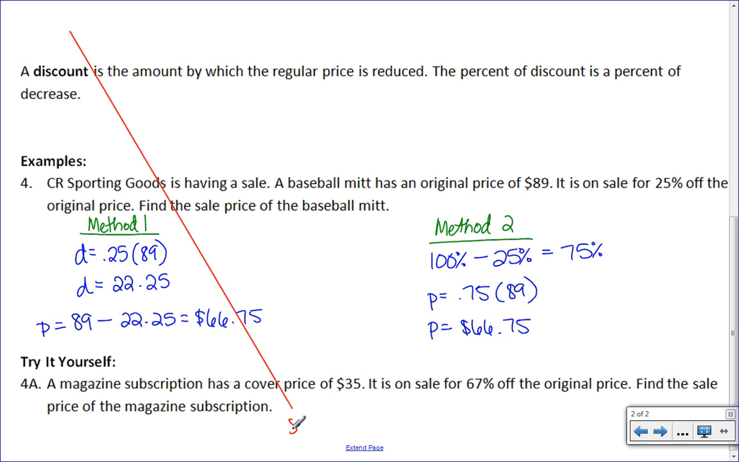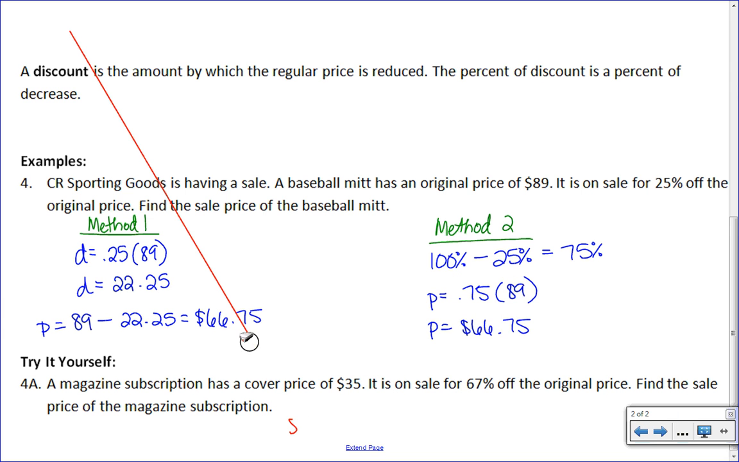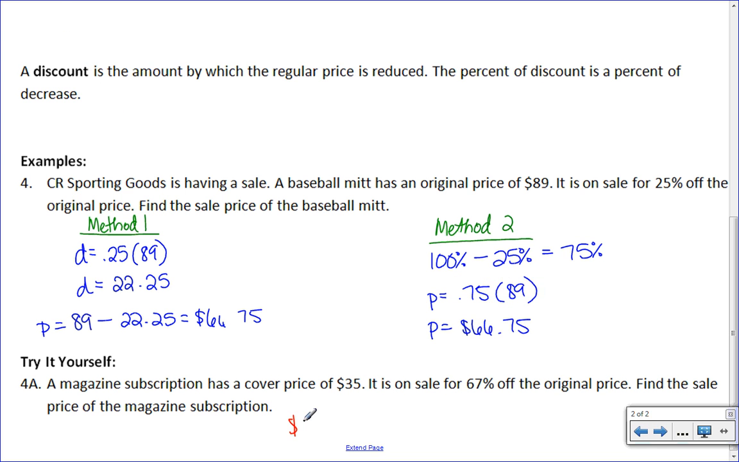And for this one, whoa. Not quite sure what happened there. For this one, you should have gotten $11.55.